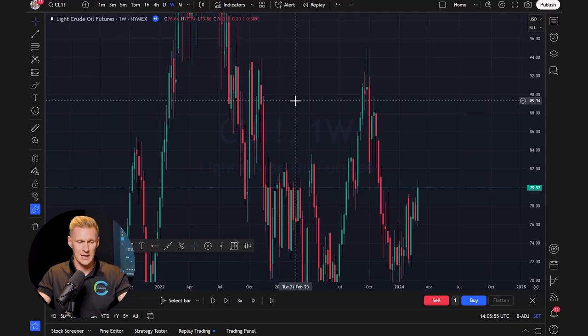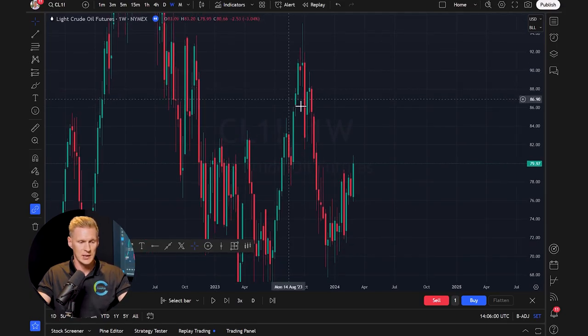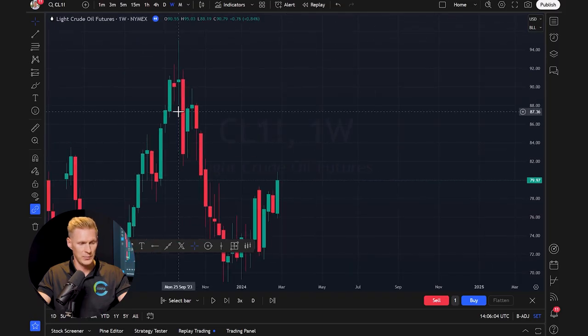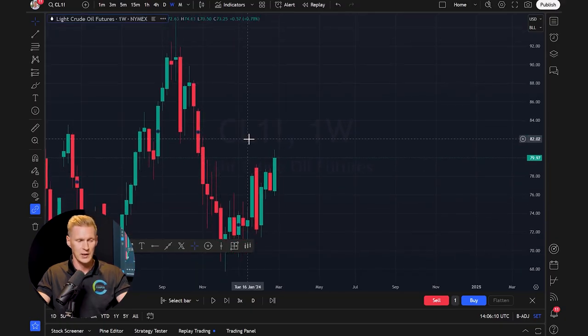We have another example for the second supply zone. And look at this. Here we have a drop, a base, base, base, and another drop, right? Perfect. That is a supply zone. Here, I will also add the proximal and distal lines for you.